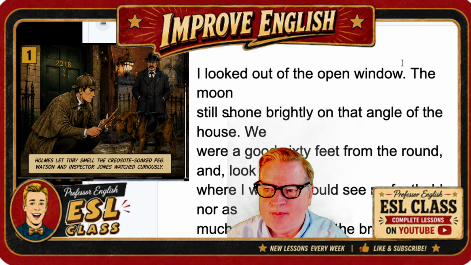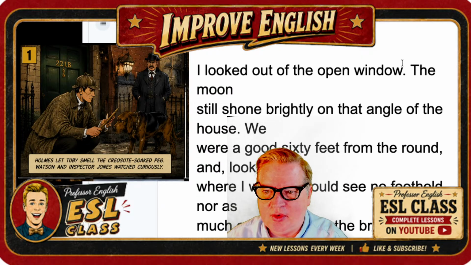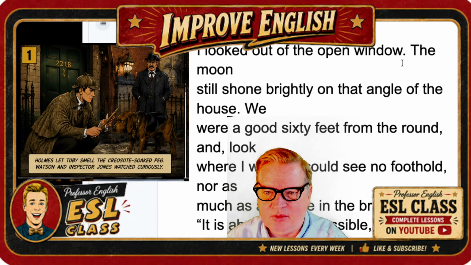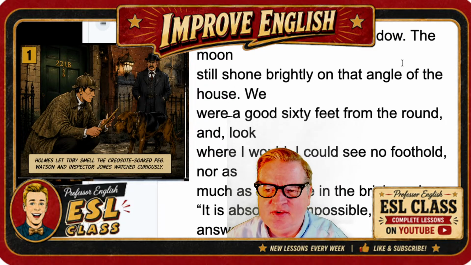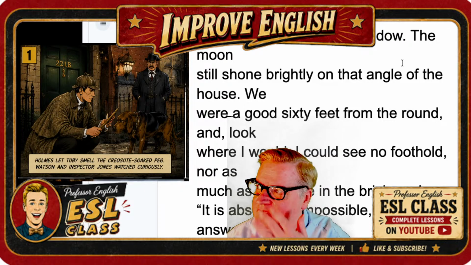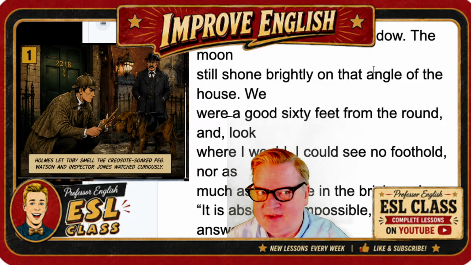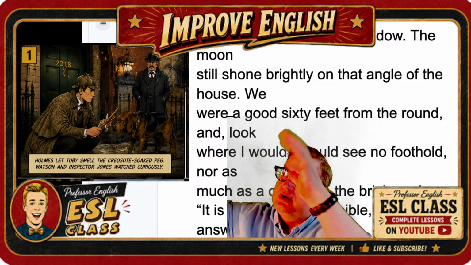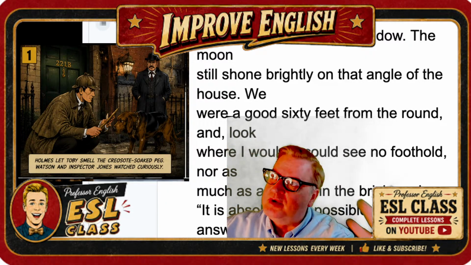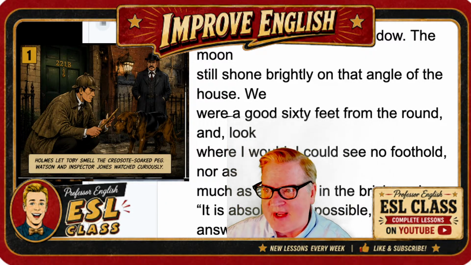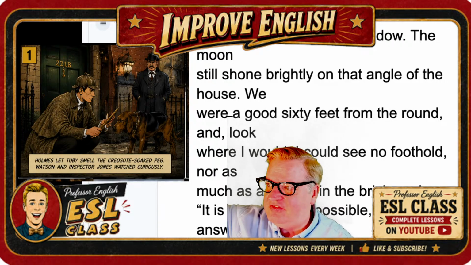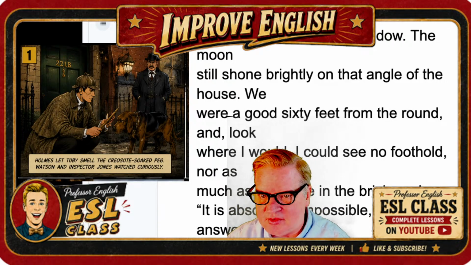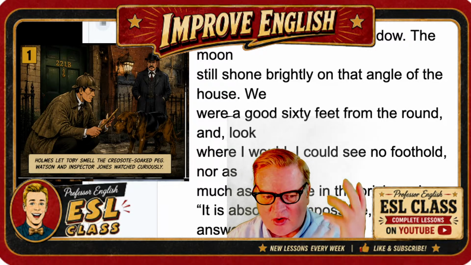I looked out the open window. The moon still shone brightly on that angle of the house. We were a good 60 feet from the ground. 60 feet, I guess that would be maybe 20 meters. So they were 20 meters up, because they're trying to figure out how someone climbs in the window. Because that must be how they got into the room to kill the man. But it's 60 feet up, which is around 20 meters. So how could they get all the way up there?